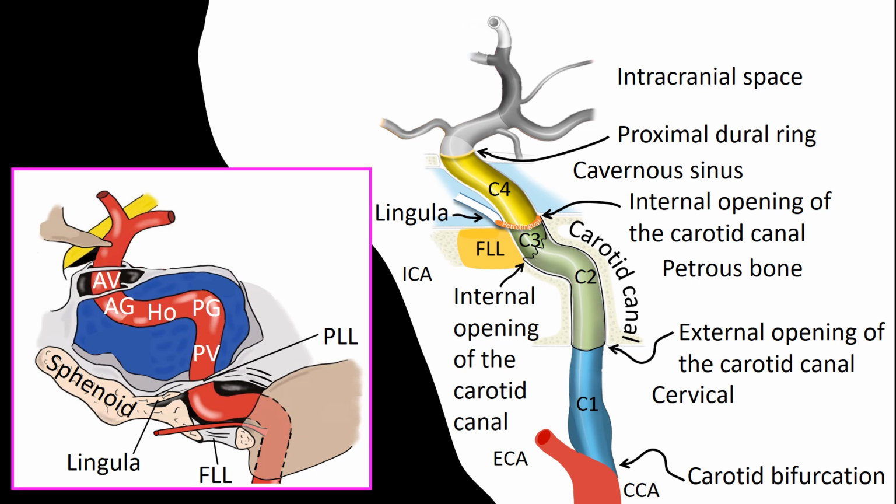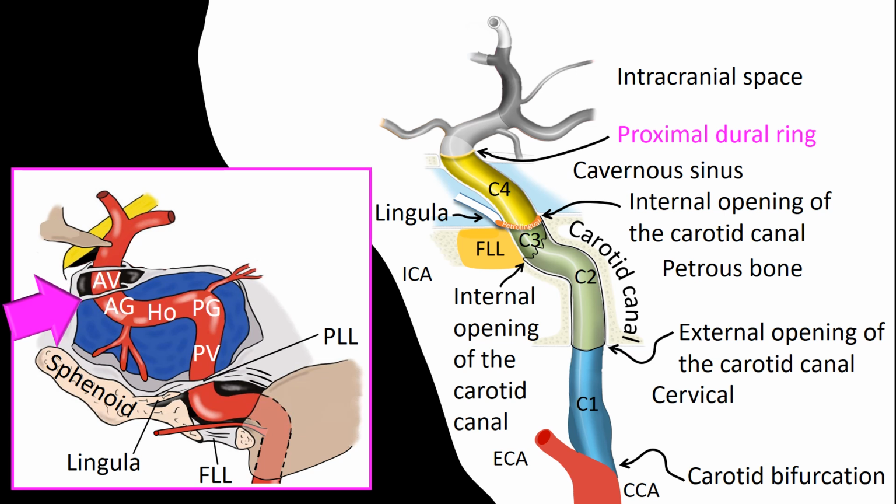A significant number of vessels arise from the C4 segment. The most consistent are the meningohypophyseal trunk and the inferior lateral trunk. The inferior lateral trunk sends branches that enter in the local foramina and the superior orbital fissure. Rostral to the proximal dural ring, we find the non-cavernous anterior vertical section of the internal carotid artery. This section of the internal carotid artery is in a peculiar space above the cavernous sinus, but not quite in the intracranial space, as you can better appreciate in this side figure.